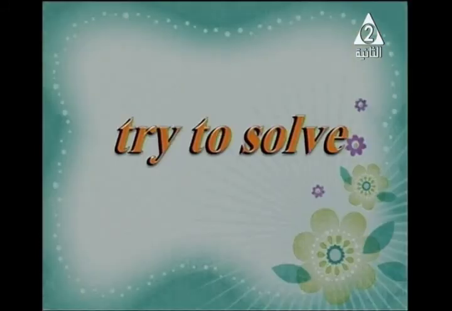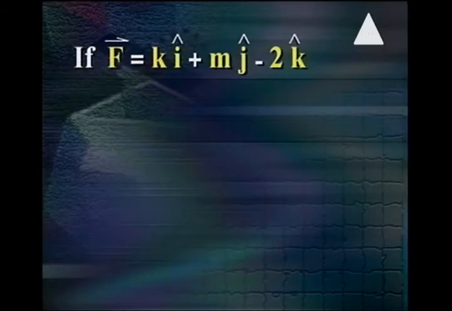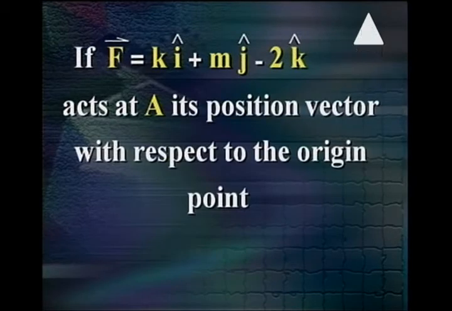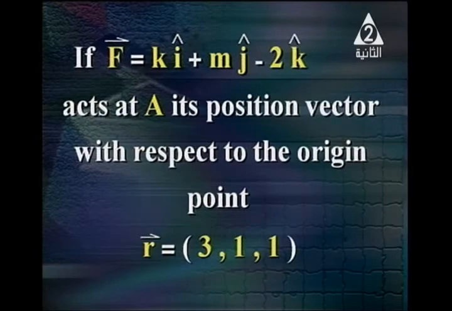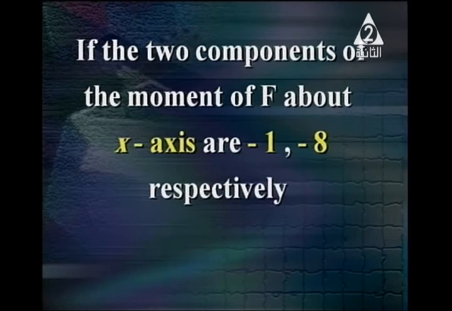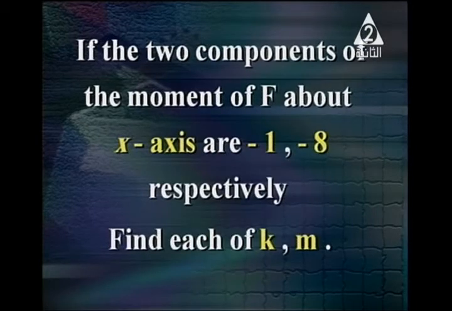Now we move to another example. If we have F equals k i plus m j minus 2k acting at A, and its position vector with respect to the origin is r equals 3, 1, 1. If the two components of the moment of the force about the x-axis are negative 1 and negative 8 respectively, find each of k and m.